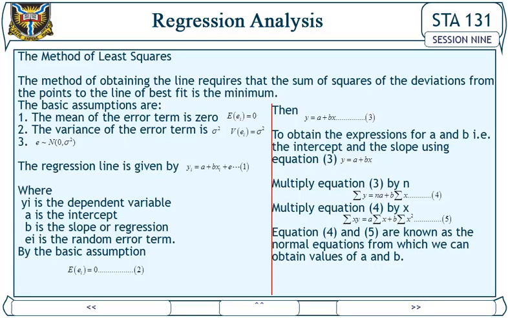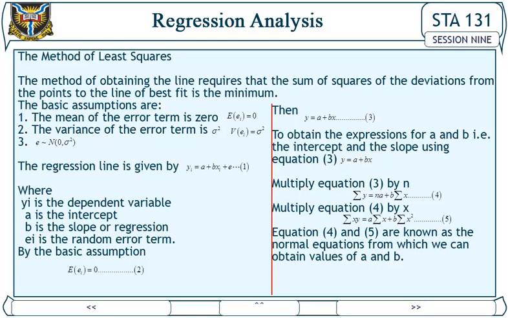The regression line is given by yi equals a plus bxi plus ei, equation 1, where yi is the dependent variable, a is the intercept, b is the slope or regression coefficient, ei is the random error term. By the basic assumption, E(ei) equals 0, equation 2. Then y equals a plus bx, equation 3.